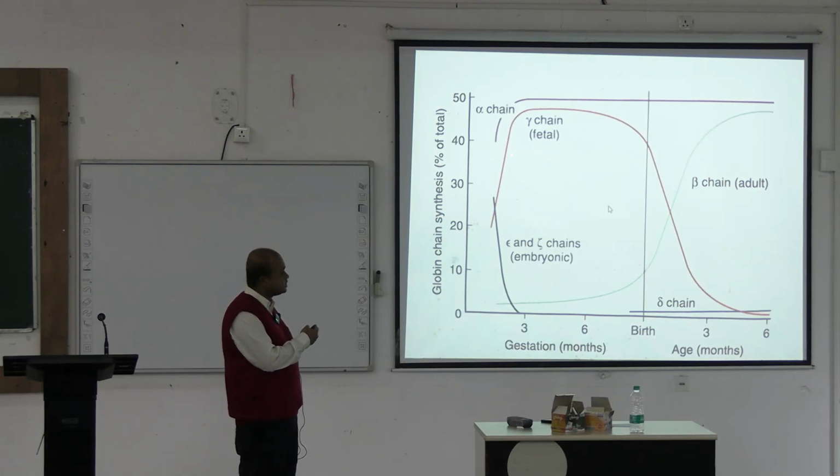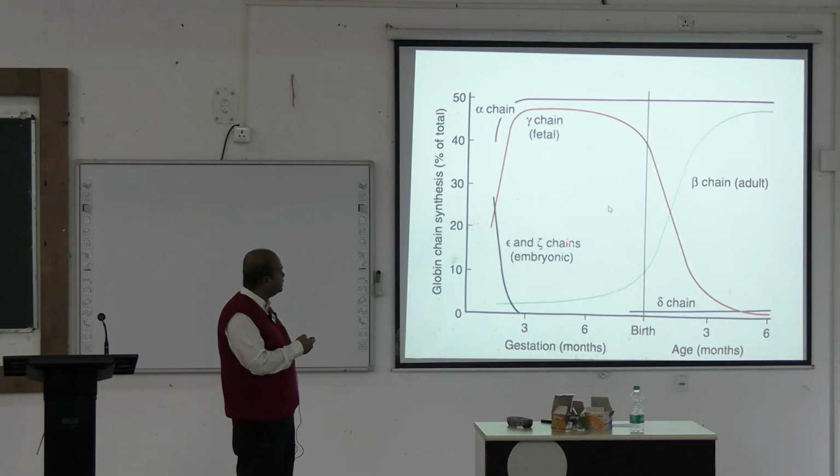So in the adult, after a few months, after 3 months, the alpha chain is common in all types of hemoglobin known till now. This is 50%. So there are at least 2 alpha chains in all forms of hemoglobin, say roughly from 3 months.